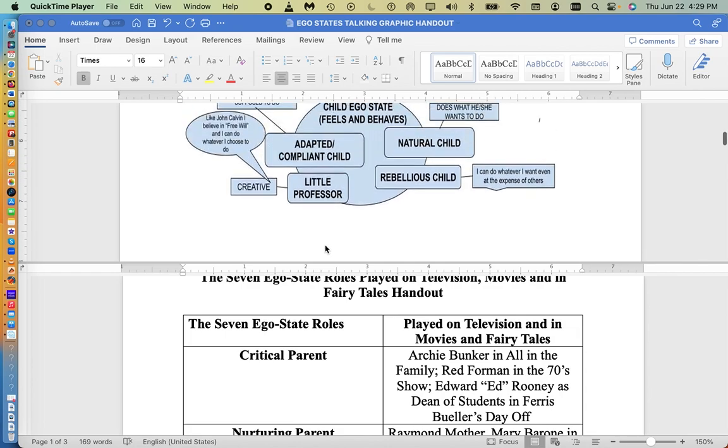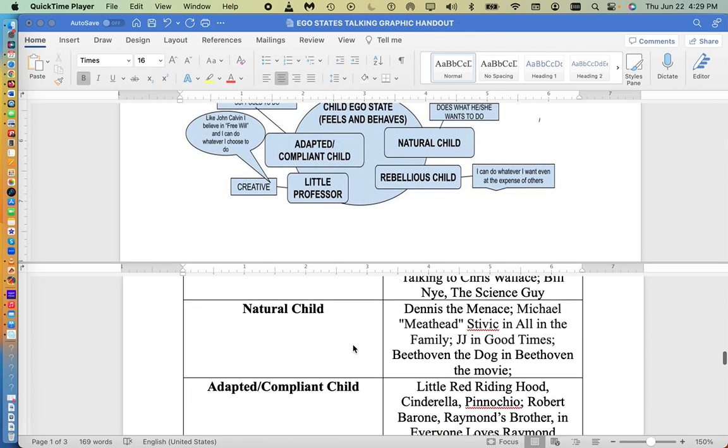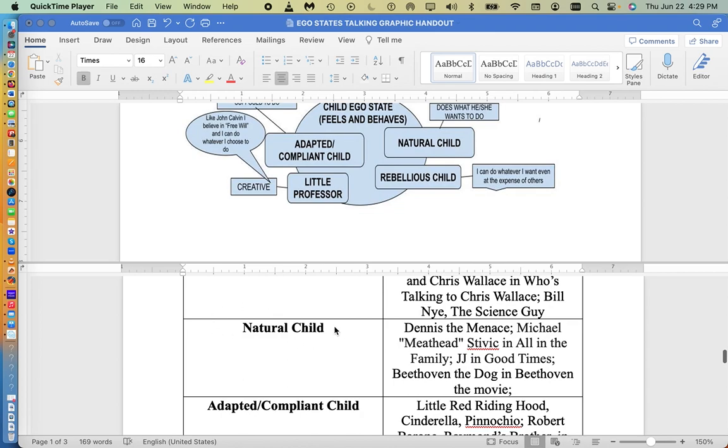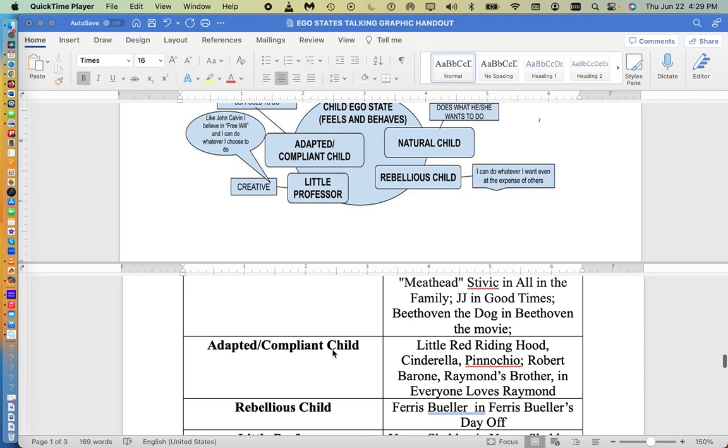Now, we have examples of the different ego states. In the natural child ego state, do you remember the cartoon or the television program called Dennis the Menace? Dennis the Menace acted naturally. Michael Meathead Stivic in All in the Family would be an example of the natural child. And J.J. Walker in Good Times would be another example. And Beethoven, the dog in the movie Beethoven, would be an example of someone acting in the natural child.